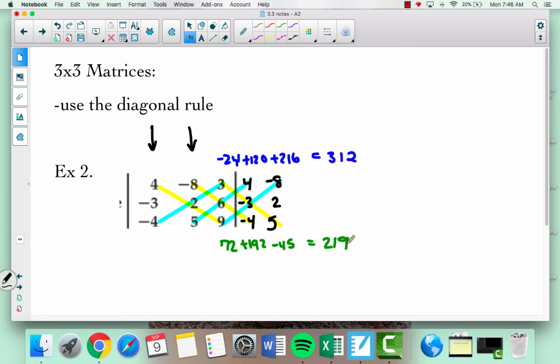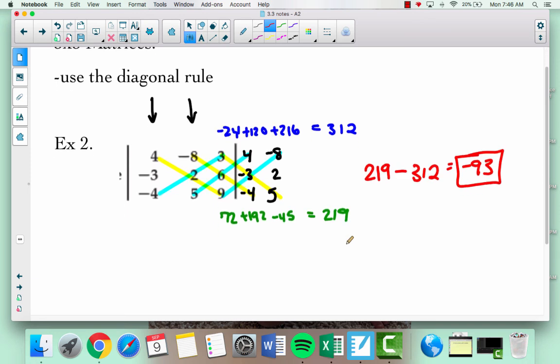You always take the bottom minus the top. So 219 minus 312 is going to get us negative 93. You always want to double check your multiplication and your addition, but you should get one number at the end, and that is your determinant.